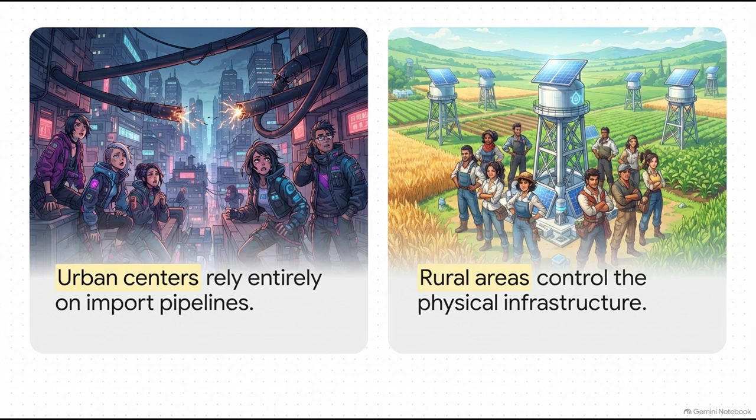Conversely, the rural interior holds what the text calls a resource veto. Rural counties literally sit right on top of the physical infrastructure, the energy grids, the agriculture, and the highway bottlenecks. In a collapse, rural factions wouldn't even need to invade the cities. They could execute a passive structural veto just by shutting off the supply lines, which the author claims would trigger a municipal collapse within 72 hours.